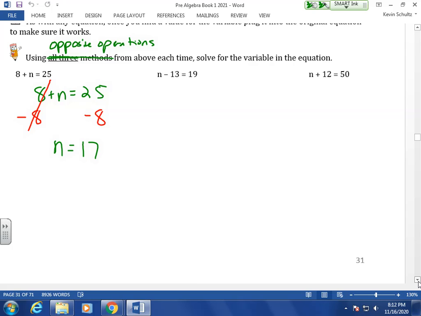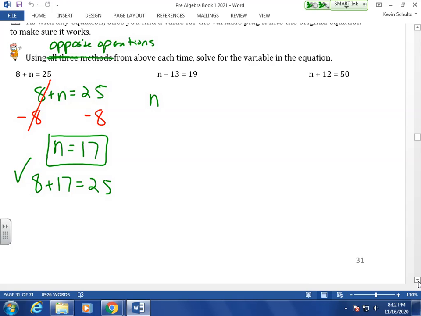So n equals 17. I am also going to require that you check these. So once you get n by itself and solve for n, I want you to go back, plug n into the equation, and say, yep, that works. 8 plus 17 equals 25. I should see the check mark on your page of you checking your answer. It takes seconds to do, and it can help prevent those silly mistakes that would cost you points on a test or homework assignment or whatever. Okay? So, n equals 17.